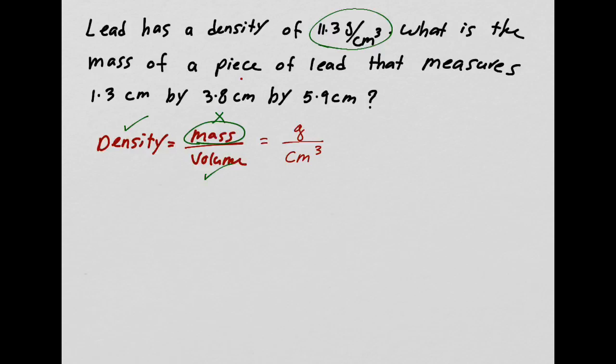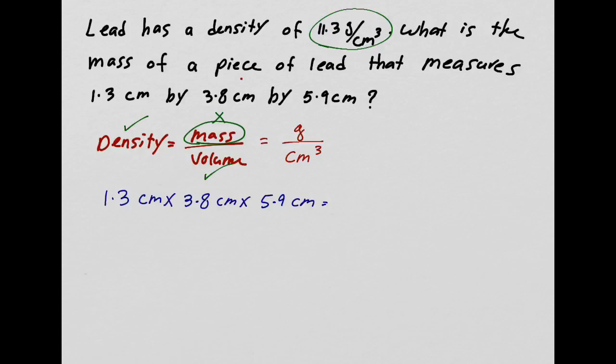Is volume given to you? Volume is not given to you directly, but they give you the measurement. So the measurement is 1.3 by 3.8 by 5.9. Think about the algebra back in high school. Could you find out the volume if the dimensions are given to you? Yes, you can definitely find out the volume. How do you do that? 1.3 centimeters times 3.8 centimeters times 5.9 centimeters. Okay, so far so good.